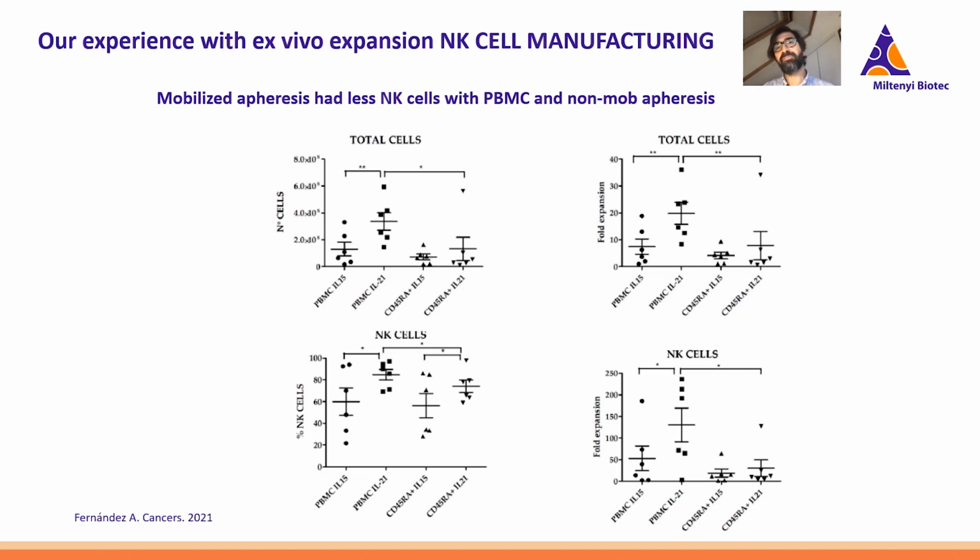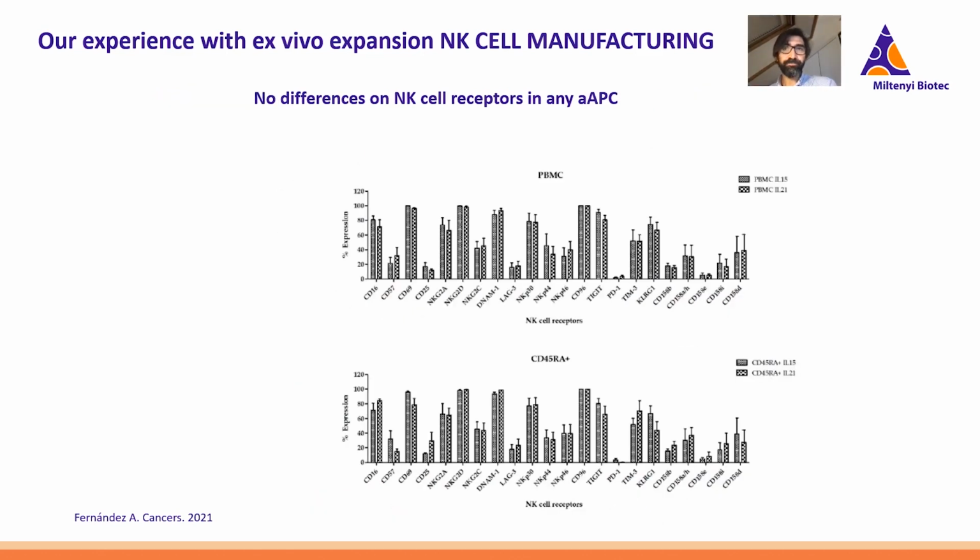When we used the CD45RA positive cells as a starting material that contains NK cells, using the K562 mbIL-21, they had higher total NK cells than the other and better purity. However, these differences were not statistically significant. An important point for us: when we used mobilized apheresis, we were not able to expand a high amount of NK cells. So for us, the better starting material could be PBMCs, CD56 positive cells, or non-mobilized CD45RA positive cells, or non-mobilized apheresis.